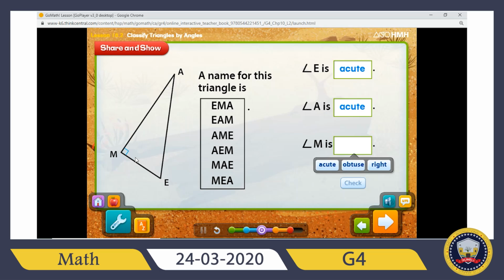What about angle M? It's kind of different, right? I can see a square here. If I see this square here, it represents which angle? Right angle. Good job. Let's check our answer together. All of them are right.